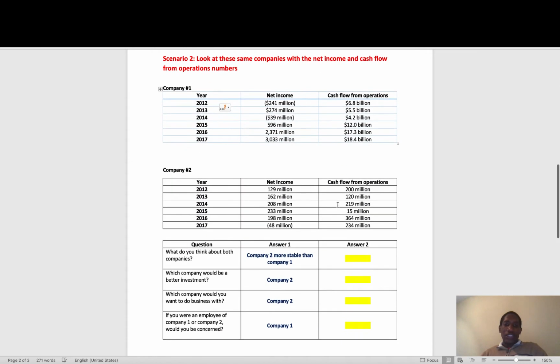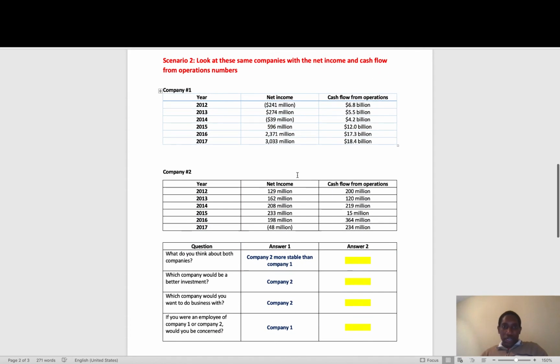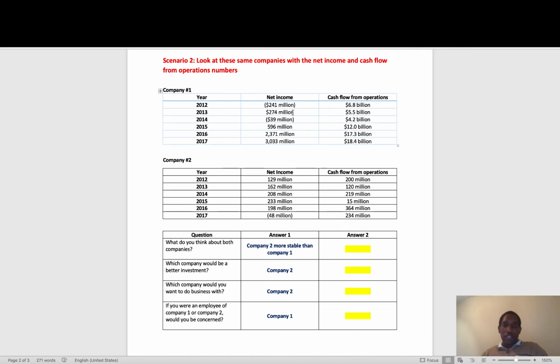So now look at these two companies again, same companies, but now we have the net income numbers and the cash flow from operations numbers, and watch the complete difference in the picture that is painted. Look at Company 1, 241 million loss, but 6.8 billion in cash flow from operations, right? This is how much cash is generated from selling goods and services. Company 1, 274 million, 5.5 billion. So basically we've got 6 billion, 5 billion, 4 billion, 12 billion, 17 billion, 18.4 billion.